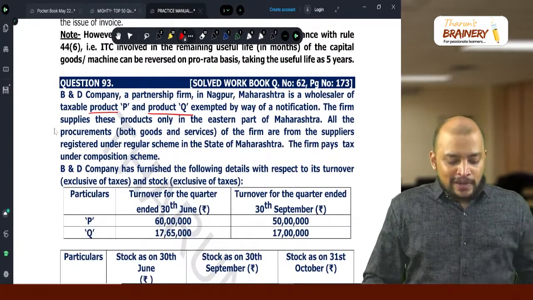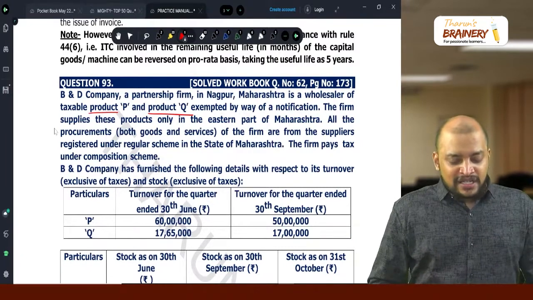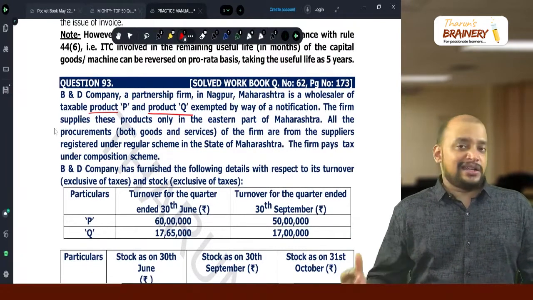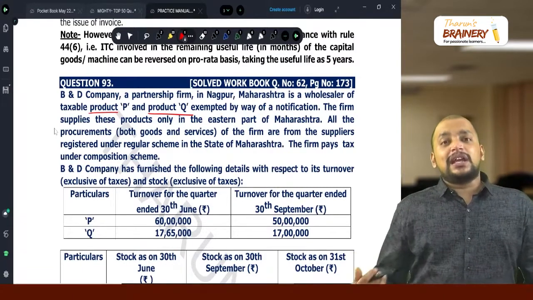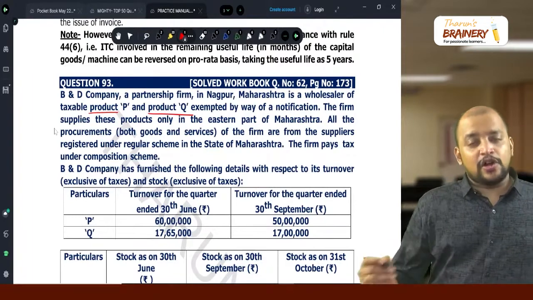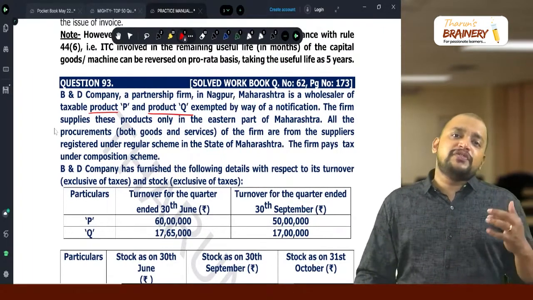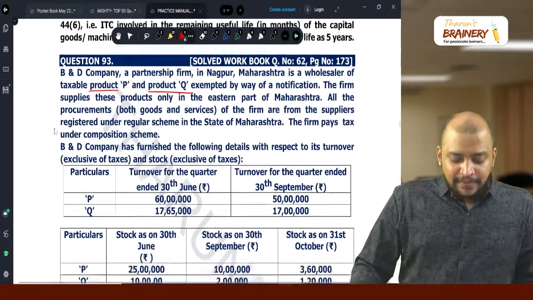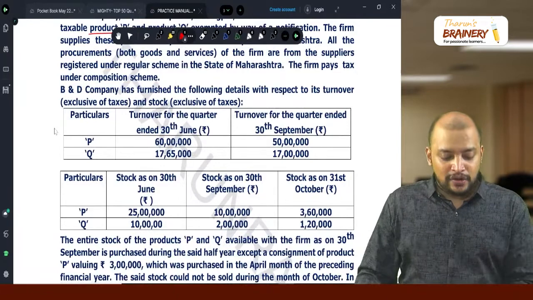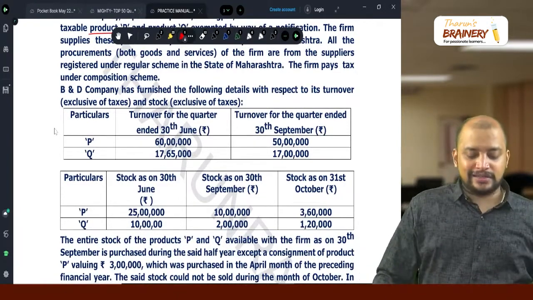All the procurements, both goods and services, of the firm are from suppliers registered under the regular scheme in the state of Maharashtra. So actually this P&D company is under the composition scheme. The firm pays tax under the composition scheme, but whenever they make procurements, it is fully from a registered person. P&D company has furnished the following details with respect to its turnover, exclusive of taxes, and stock, exclusive of taxes.